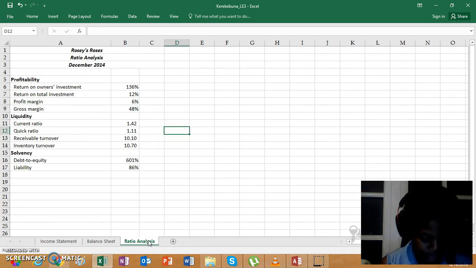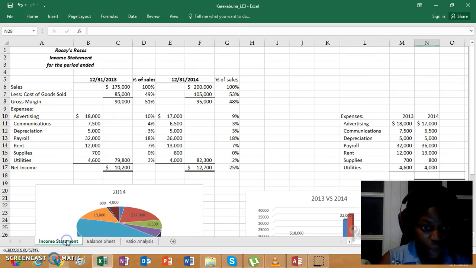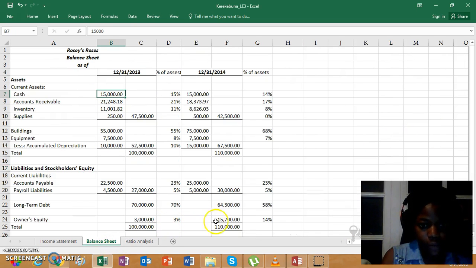For ratio analysis, we had to do some calculations. For return on owner's equity, the formula is net income divided by average owner's equity. For this, I went back to my income statement and copied the net income for the current year, 2014, and divided it by owner's equity in the balance sheet. I added both years and divided by 2. That was how I got my return on owner's equity.